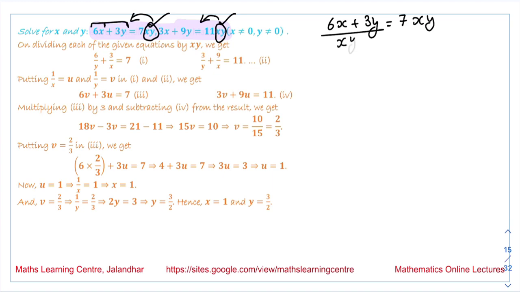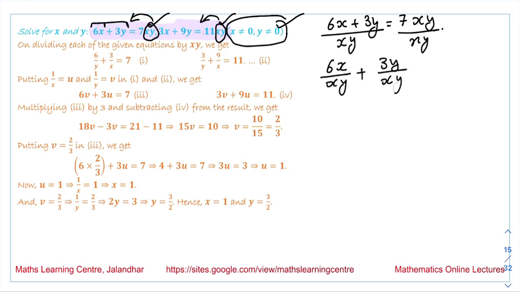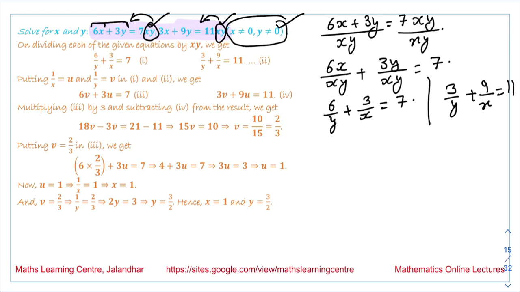We have divided this side with xy, because x and y are given not equal to 0. So this becomes 6x over xy plus 3y over xy, that is equal to 7. So it is 6 over y plus 3 over x is equal to 7. The second equation will become 3 over y plus 9 over x, that is equal to 11. We have converted these two equations in this form.